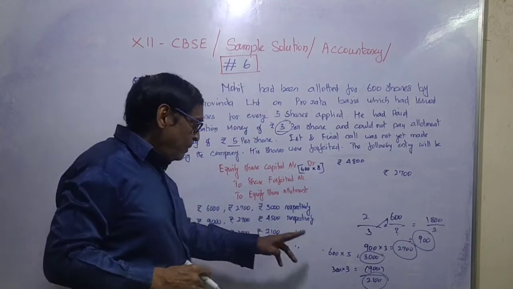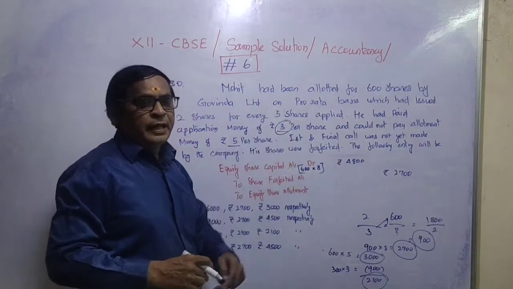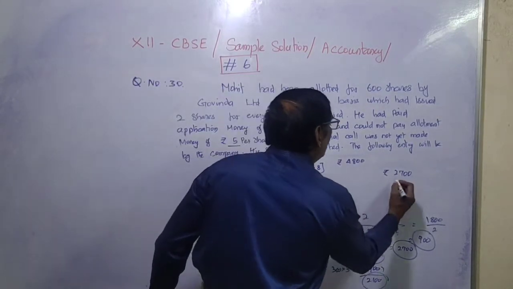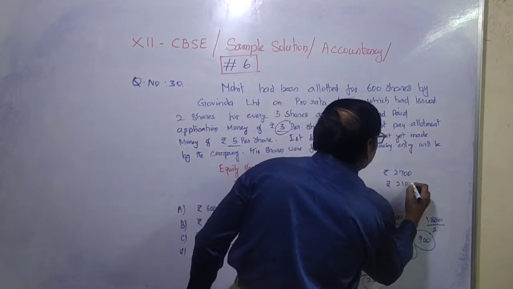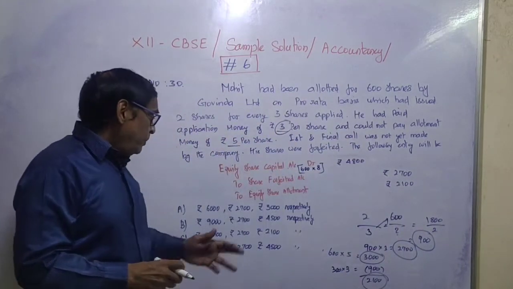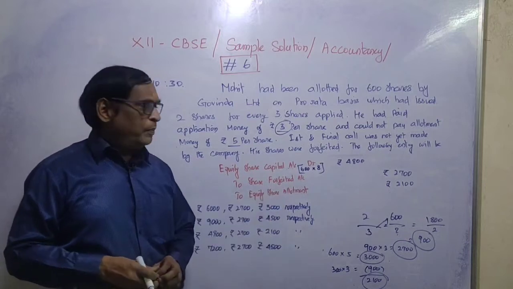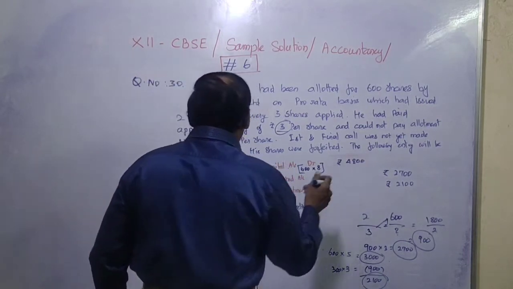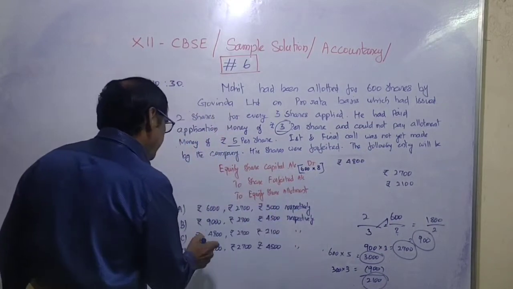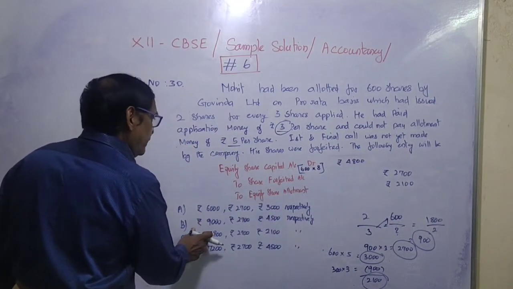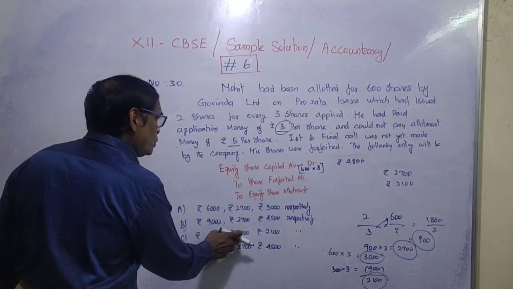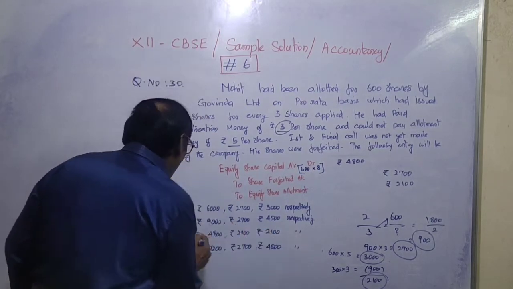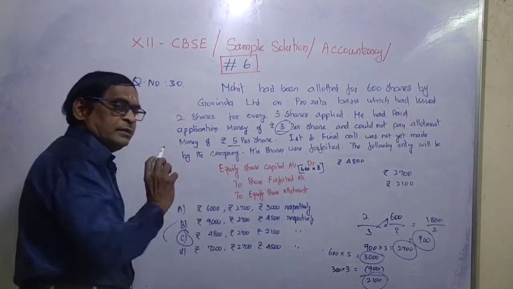So for non-payment of allotment money the shares have been cancelled, forfeited. So here 2,100 rupees is the non-payment of equity share allotment money. This will be the correct answer. So is there any entry? Equity share capital 4,800, and then share forfeiture account 2,700, and 2,100 is equity share allotment. So C will be the correct answer.